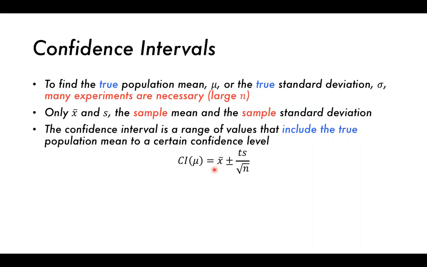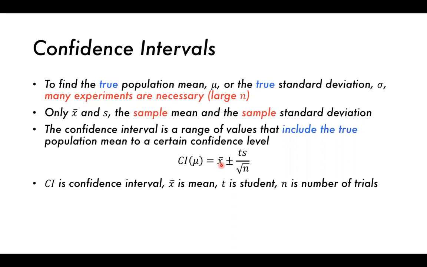Here is the equation for our confidence interval, or mu. That's going to be equal to the mean plus or minus ts over the square root of n. So t is the value that we get from the table, s is our standard deviation for our sample, and n is the number of measurements that we make. And of course, x bar is our mean for our sample.